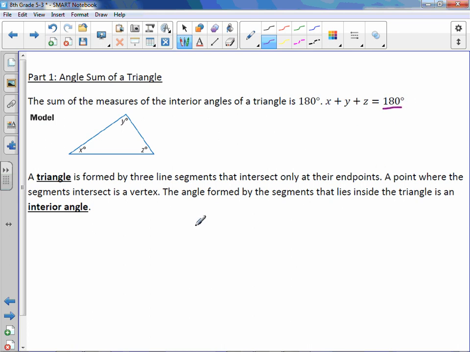A triangle is formed by three line segments that intersect only at their endpoints. A point where the line segments intersect is a vertex. The angle formed by the segments that lies inside the triangle is an interior angle. So x, y, and z are all interior angles.